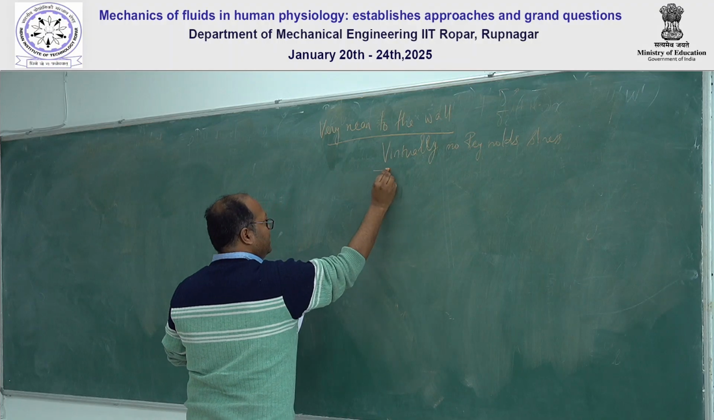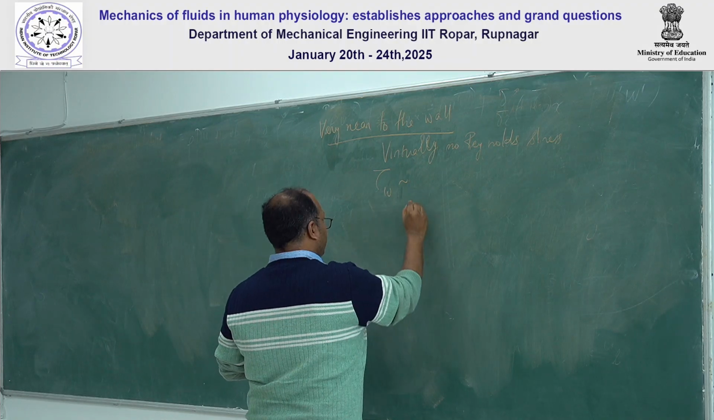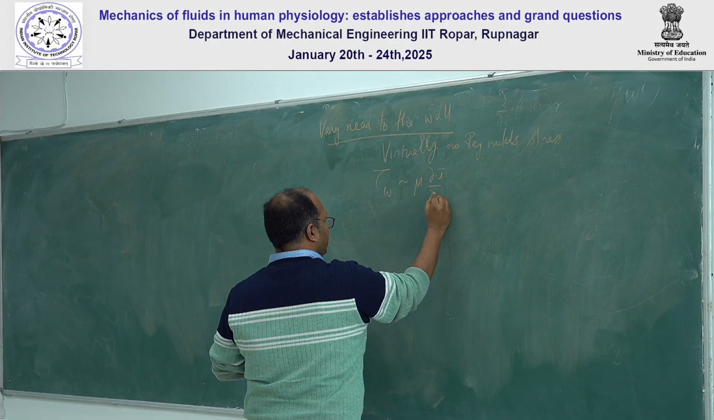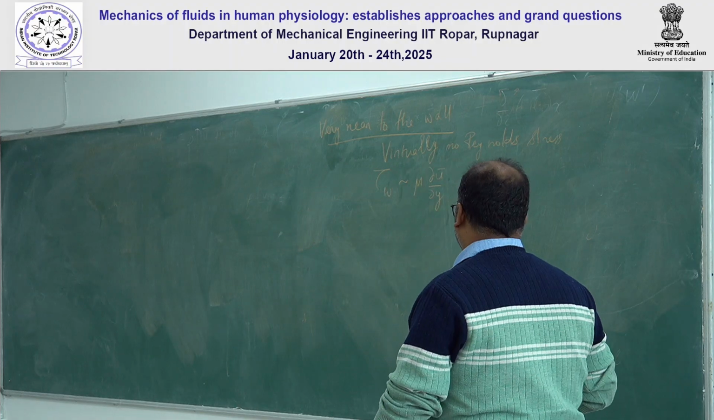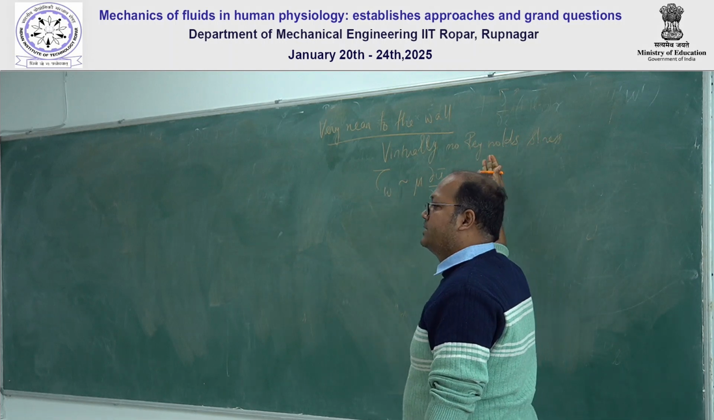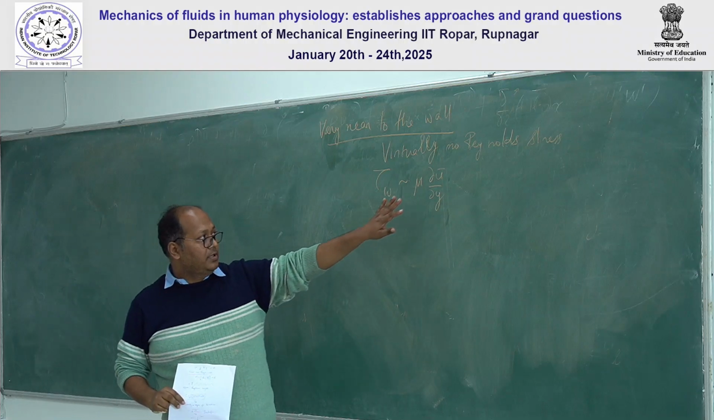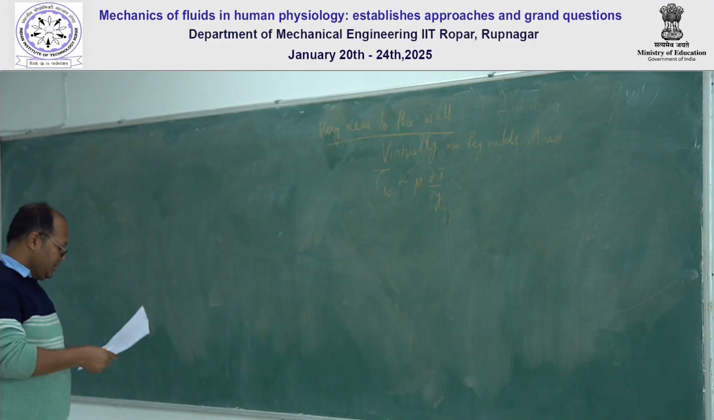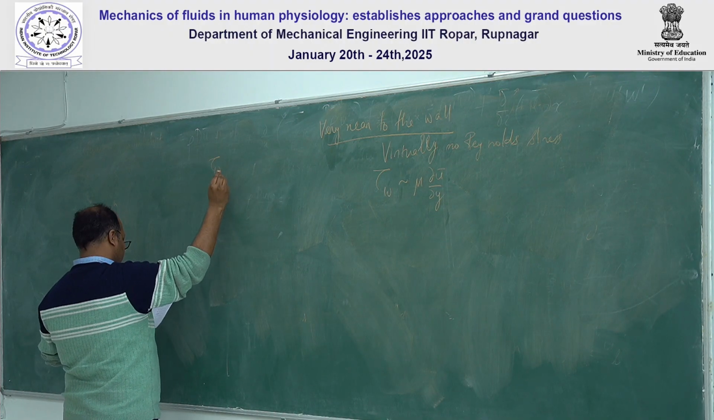The wall shear is predominantly due to the gradient of the mean velocity component. Okay, there is of course some Reynolds stress, but it's much lesser compared. If you compare the order of magnitude, then this is way higher compared to the Reynolds stress. So then you can write tau w.